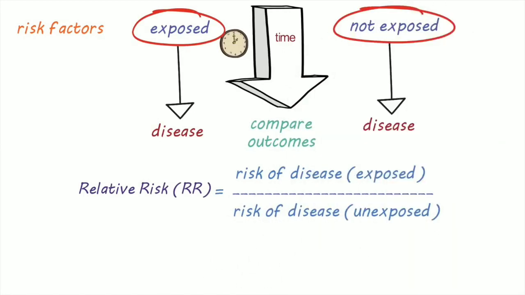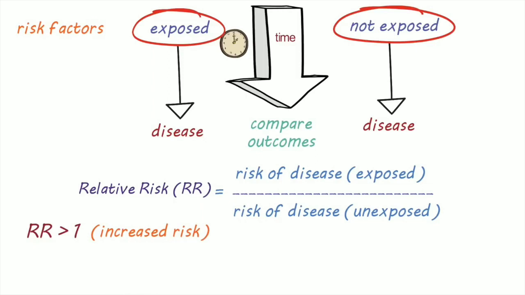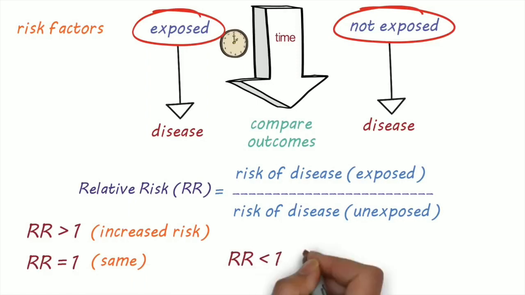A relative risk of greater than 1 means that the exposure is associated with an increased risk of the disease. If it is 1, it indicates that the risk is the same, and if it's less than 1, it indicates that the risk is lower.